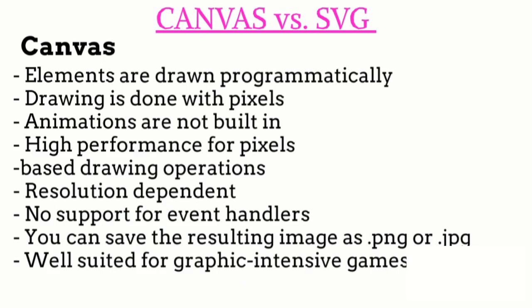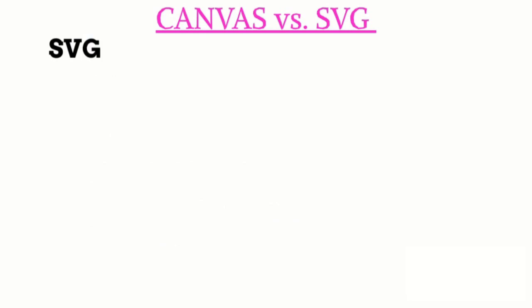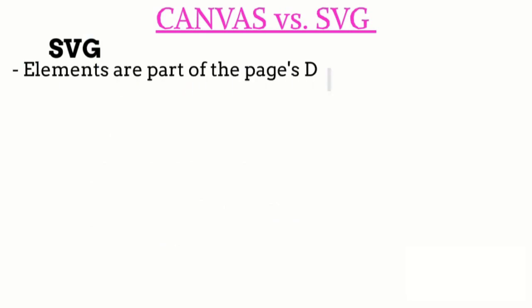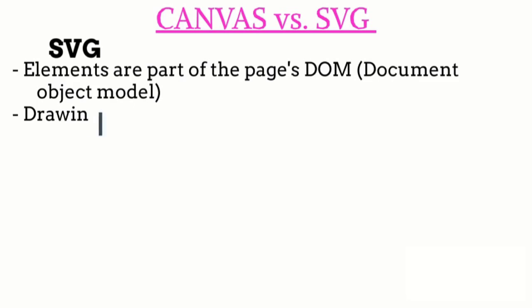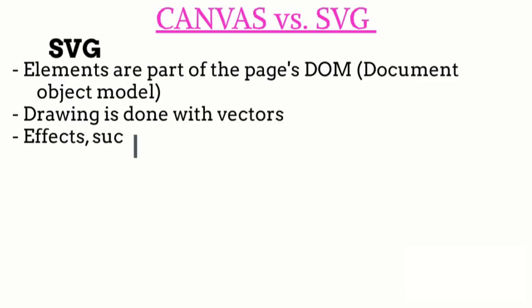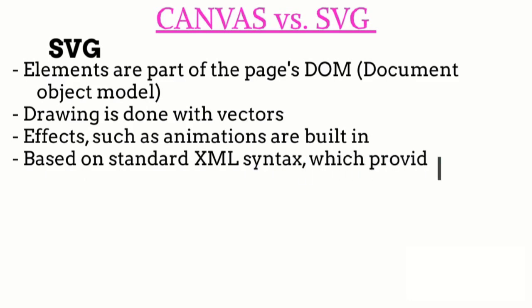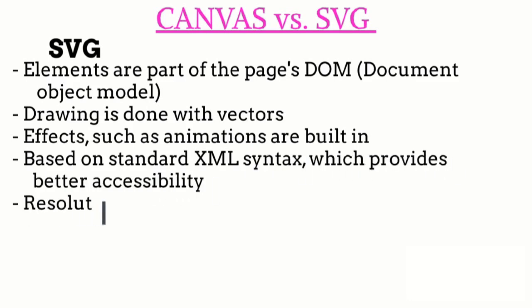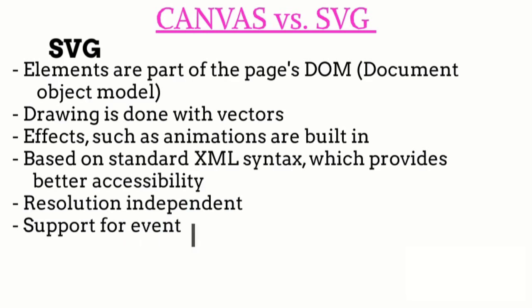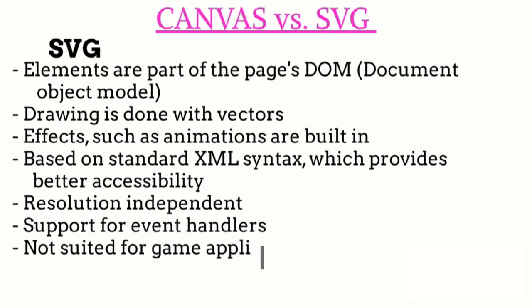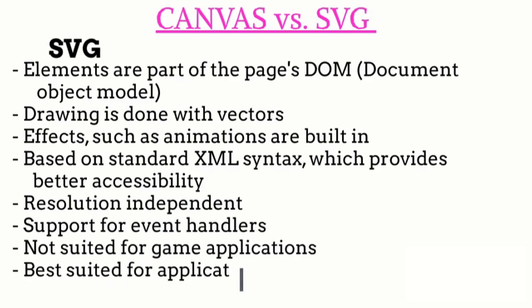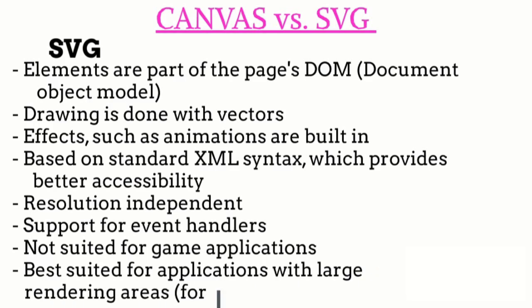The features of SVG are as follows. Elements are part of the page's DOM, Document Object Model. Drawing is done with vectors. Effects, such as animations, are built in. Based on standard XML syntax, which provides better accessibility. Resolution independent. Support for event handlers. Not suited for game applications. Best suited for applications with large rendering areas, for example, Google Maps.